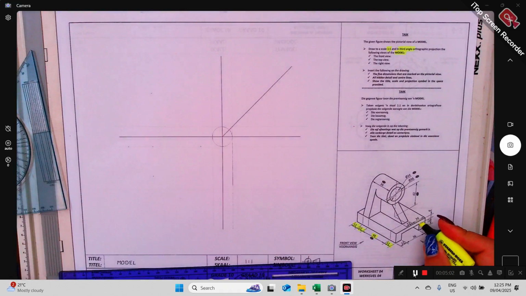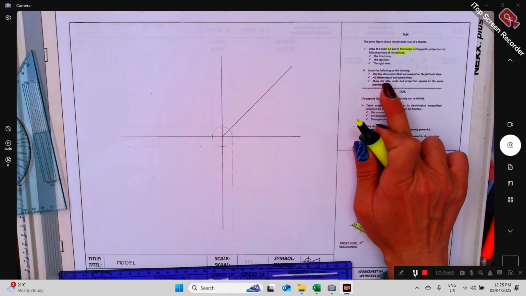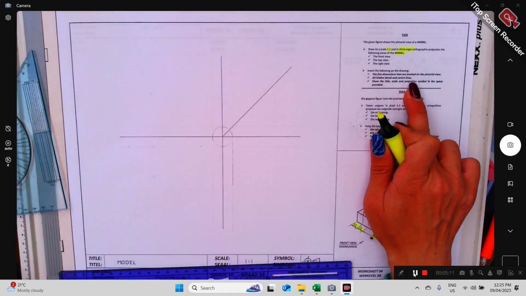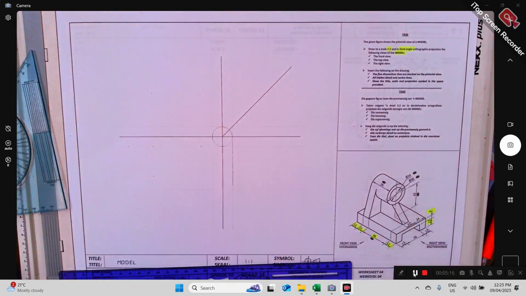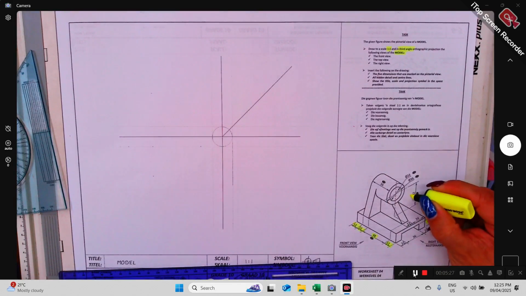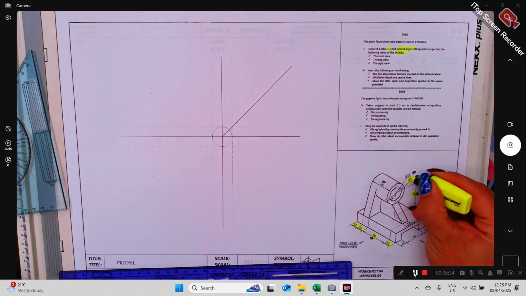From the base to the gap I have here, I need to draw this in on my front view even though it won't be seen, because my question stated all hidden detail and center lines must be shown. So it's 12 millimeters plus 6 millimeters. Then here it indicates that the height to the center point here would be 42. So it's 12, 6, 42, and then the widest part of my circle, the diameter, is 36.